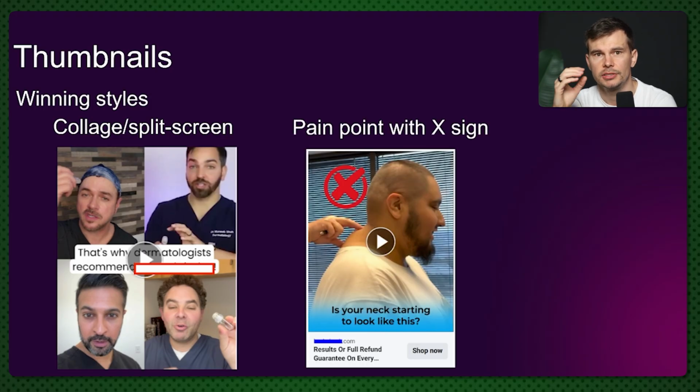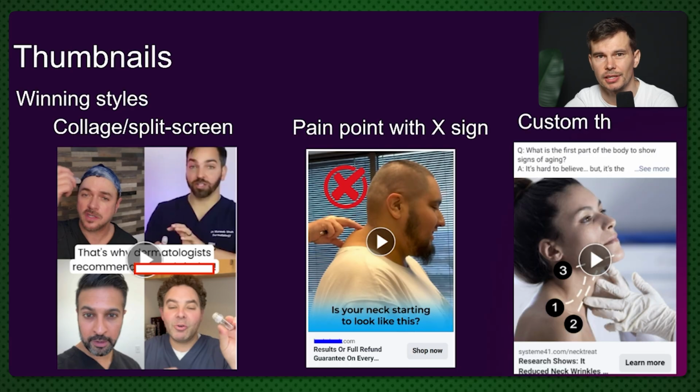Style number 5 is a pain point with an X sign. Basically, using an X sign or a check mark worked very well for us as a static, so I started testing that as a thumbnail, and that was definitely a good decision. Combining it with a problem your audience has, it's a match made in heaven.